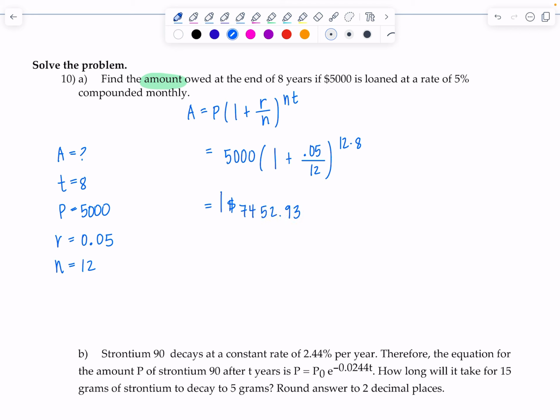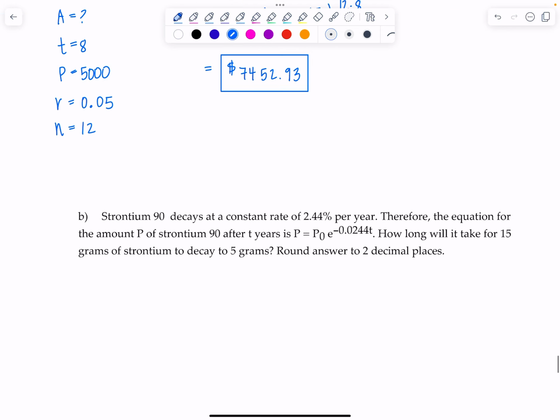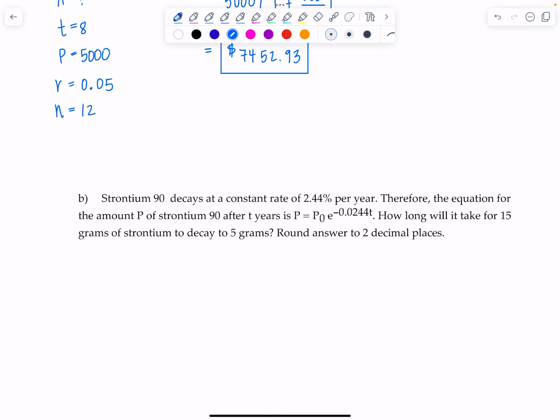7452.93 is what you should get. Okay. And then last problem. Strontium-90 decays at a constant rate of 2.44% per year. Therefore, the equation for the amount P of strontium-90 after T years is P equals P naught e to the negative 0.0244 T.